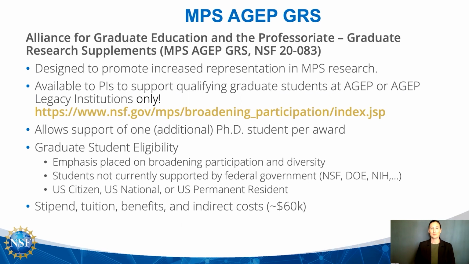Okay. And on the graduate student eligibility, the emphasis is placed on broadening participation and diversity. Students should not be supported by some other federal program. They really should be only getting their money from the AGEP GRS supplement. And they need to be US citizens, US nationals, or US permanent residents. So that's not negotiable. And the average award is about $60K a year. Okay, so those are supplements. You have to have a grant to apply for it.